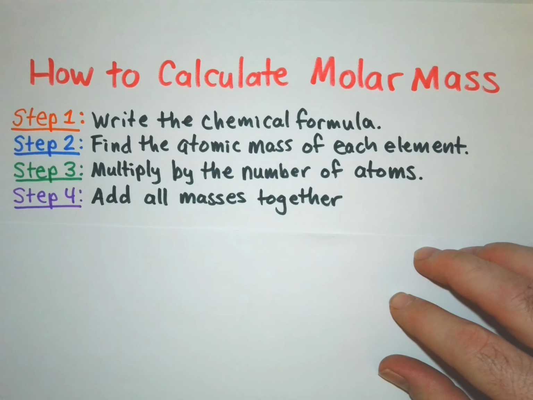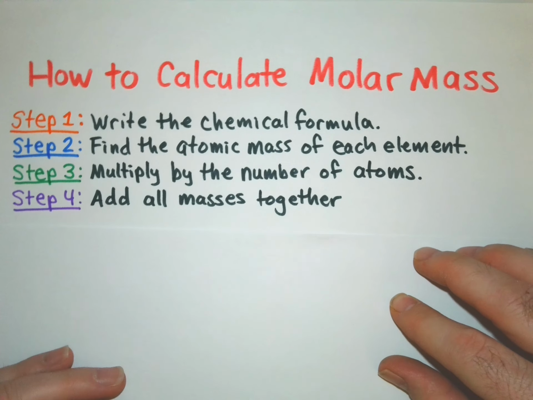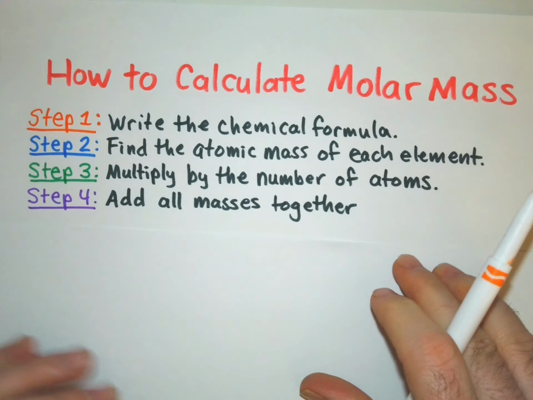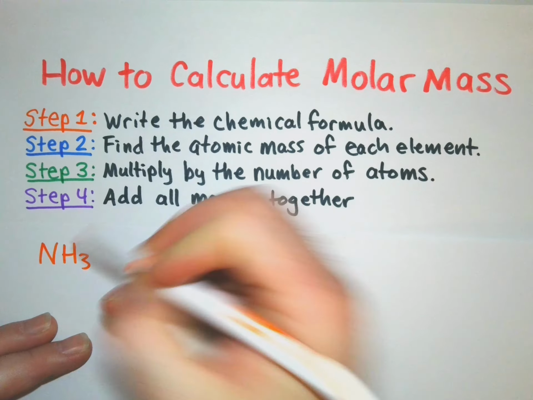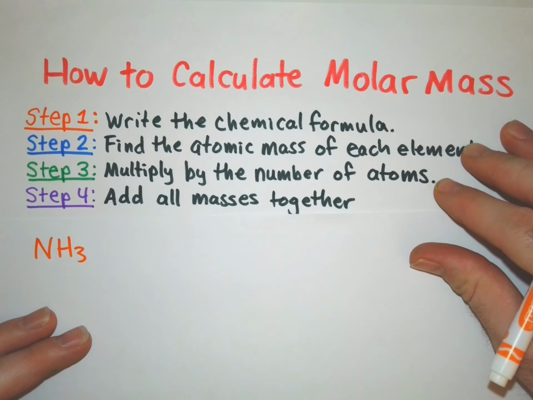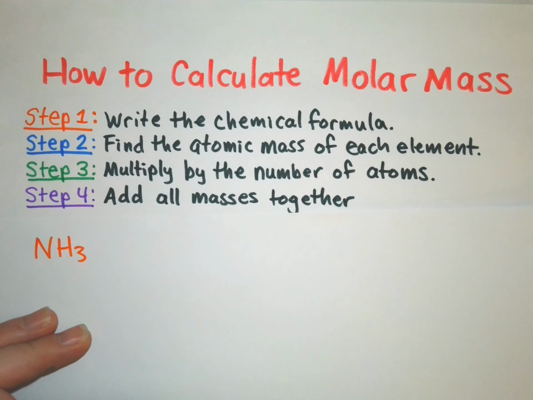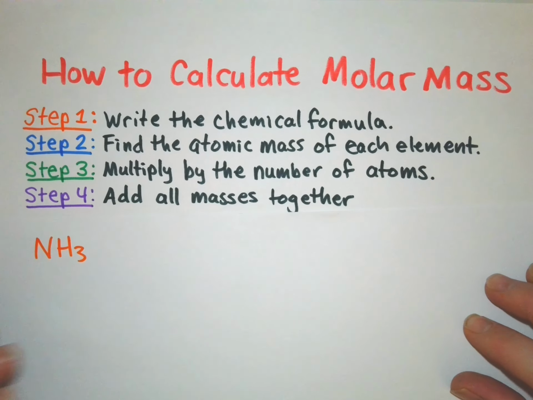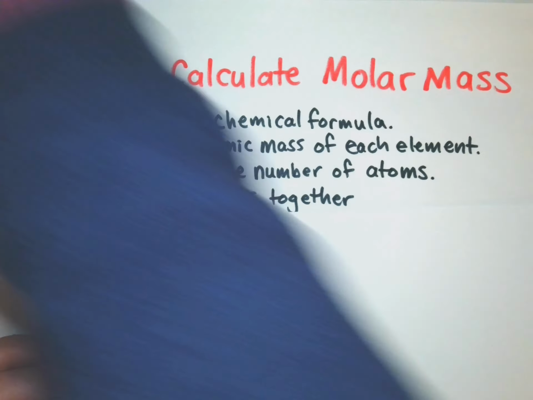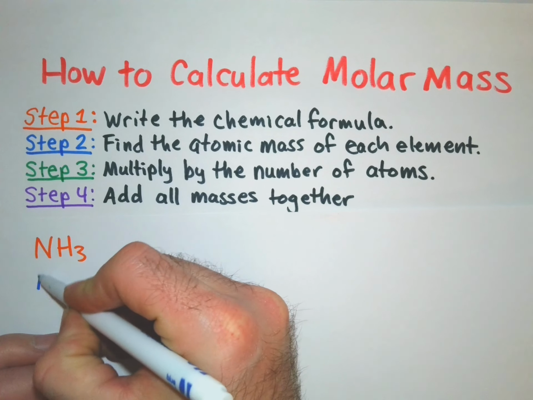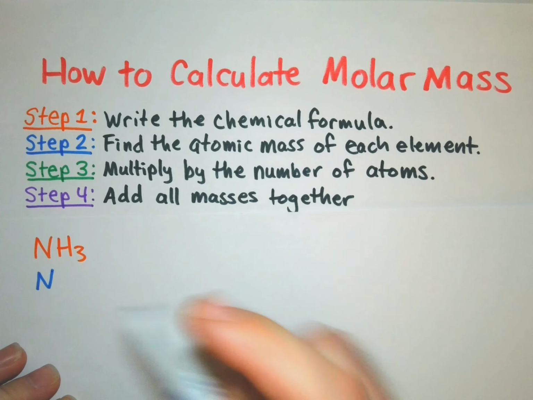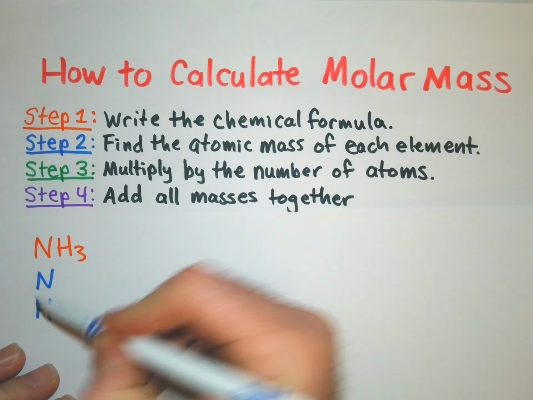All right, so we are dealing with ammonia. Ammonia is NH₃. Okay, so I wrote the chemical formula. And next, I'm going to find the atomic mass of each element. So I'm going to write these elements down. So I have nitrogen and I have hydrogen.